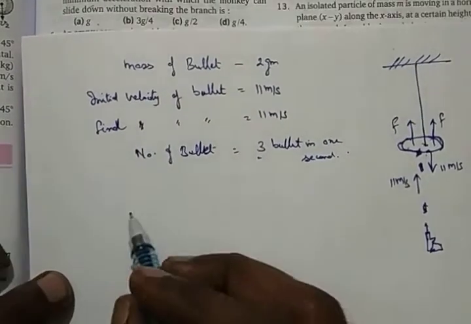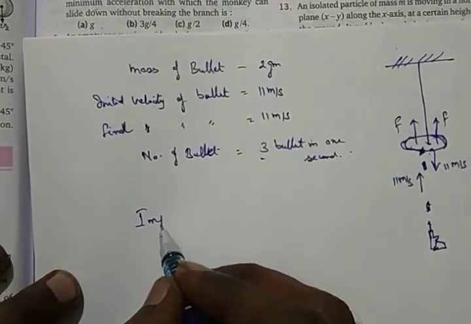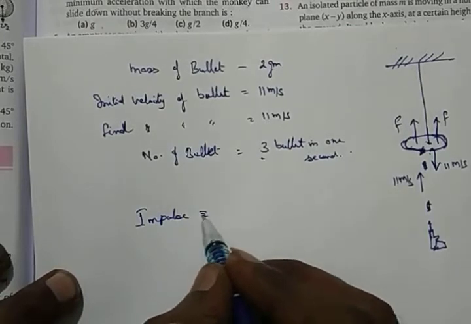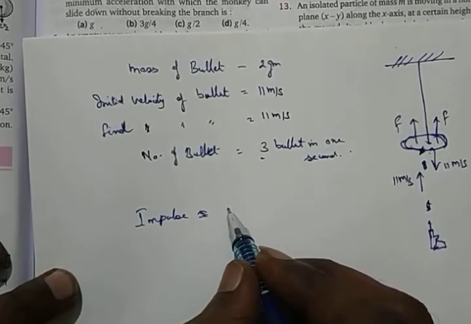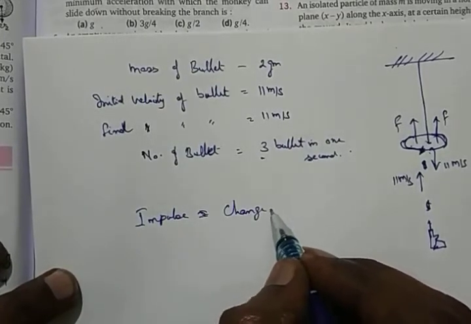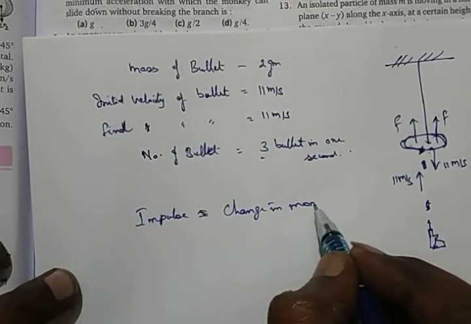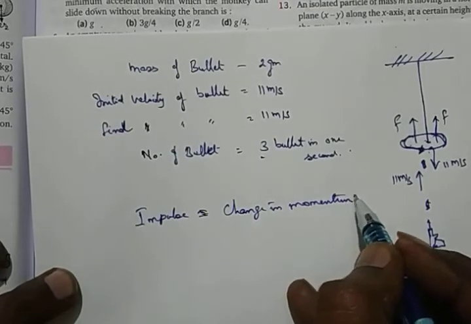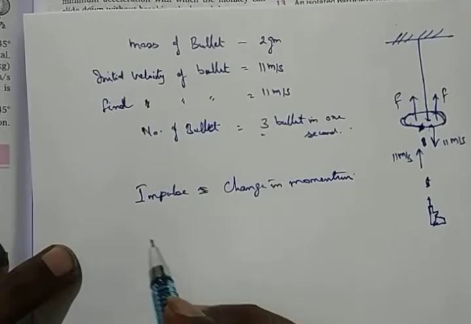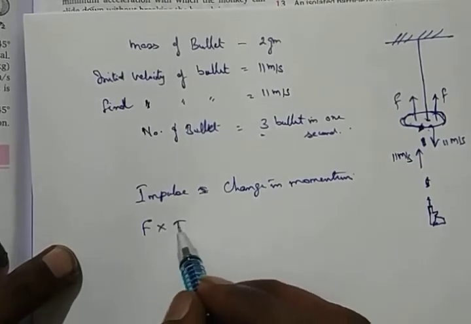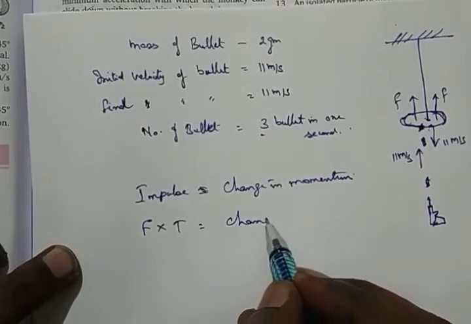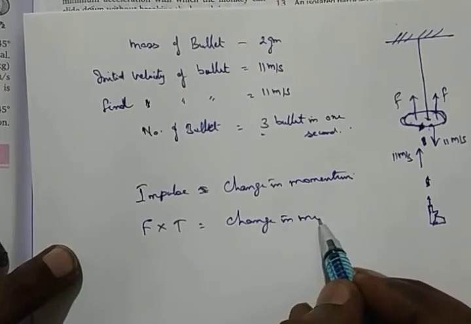So the first thing is impulse. What is the impulse formula? Impulse is equal to change in momentum. That's what impulse is. Now what is impulse? Force into time is equal to change in momentum.